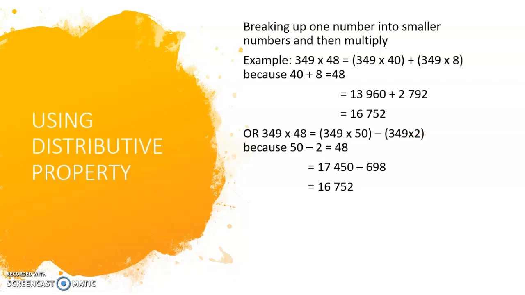So how can we do this differently? 48 can also be achieved by having 50 subtracting 2. So now you find the product of 349 and 50, and you subtract the product of 349 and 2. Those products will be 17,450, subtracting 698, and as you will see, this will also give you an answer of 16,752, and both of these answers are exactly the same.